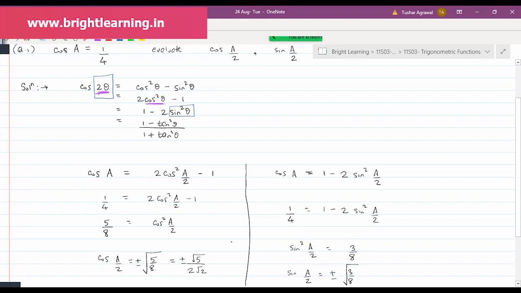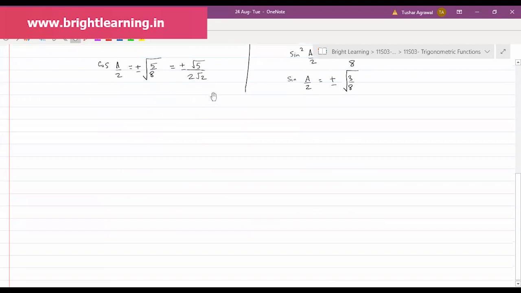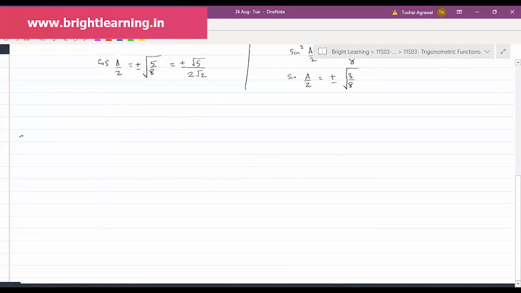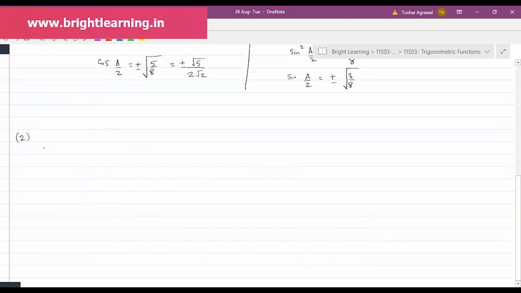Is the sum clear to everybody? Okay. Next: cos B is equal to, let's say, 2 upon 3. Find first cos 2B, second sine 2B.